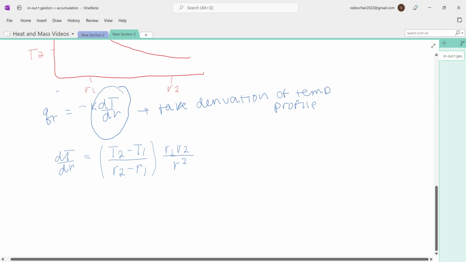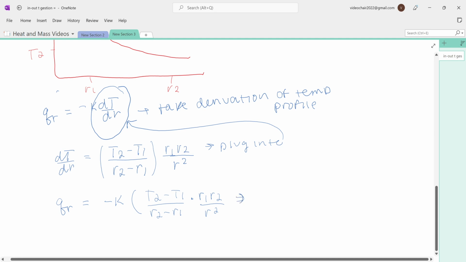And so now that we have that, we're going to plug that into this. So our Q_r is going to be equal to negative K times T2 minus T1 over R2 minus R1 times R1 R2 over R squared. And if we just distribute that negative through, we're going to get K times T1 minus T2 over R2 minus R1 times R1 R2 over R squared.